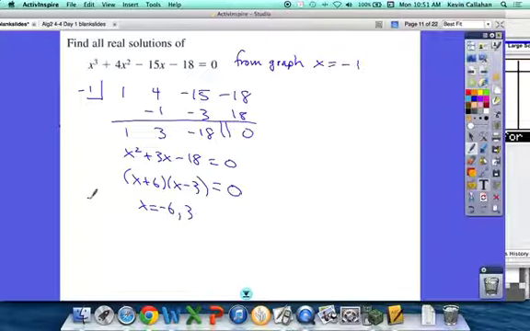And because I was zoomed in, I didn't see those. Otherwise, I would have seen them. But I was zoomed in and I saw the -1. That's too easy. Let's see what's left. Okay, good.